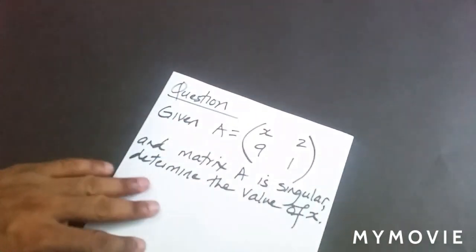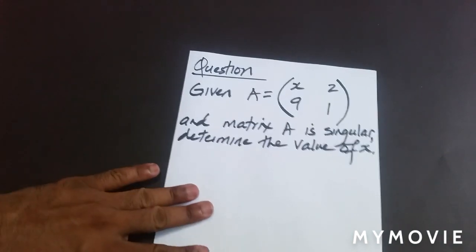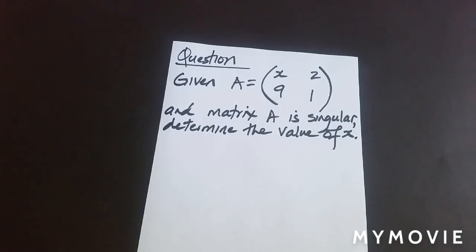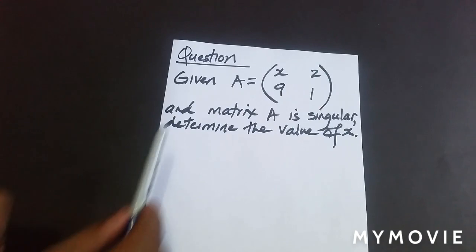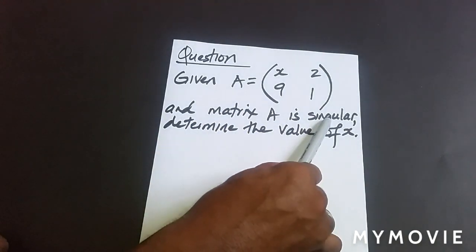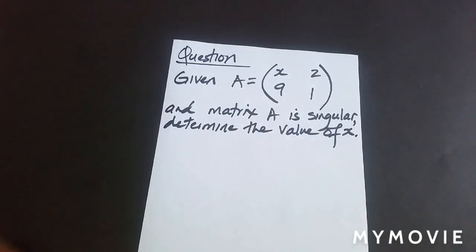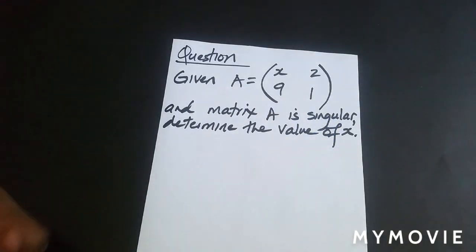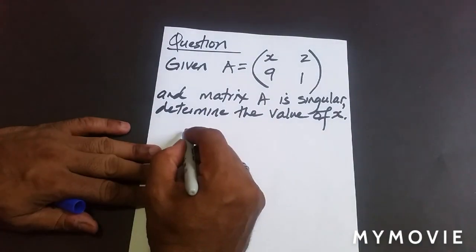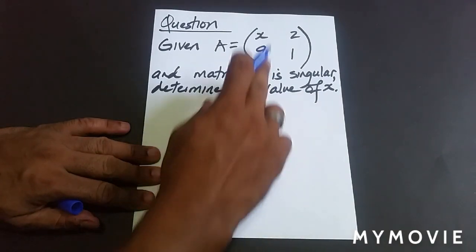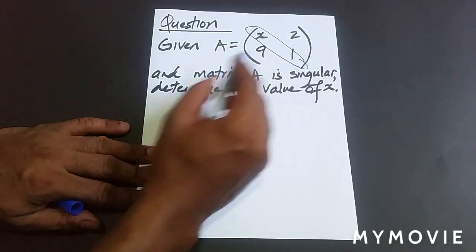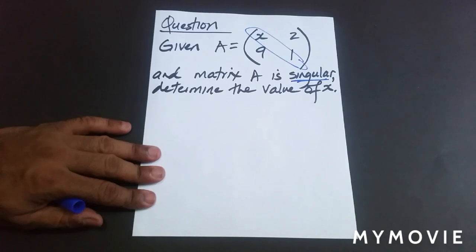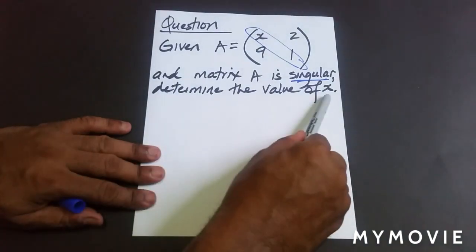Now, here's an interesting question. It says, given matrix A, of course, it's a 2 by 2 matrix, and it has elements x, 2, 9, and 1. And you're also told that matrix A is singular. What does that mean? It means that when you calculate the determinant, you're supposed to get 0, right? It says, now determine the value of x. So we're going to go ahead and do this. So this is how you'd approach a solution to a question like this. You're given a matrix, there's an unknown element there. This would be the leading diagonal. You're told that matrix A is singular, which means that the determinant must be equal to 0, and we're asked to find the value of x.